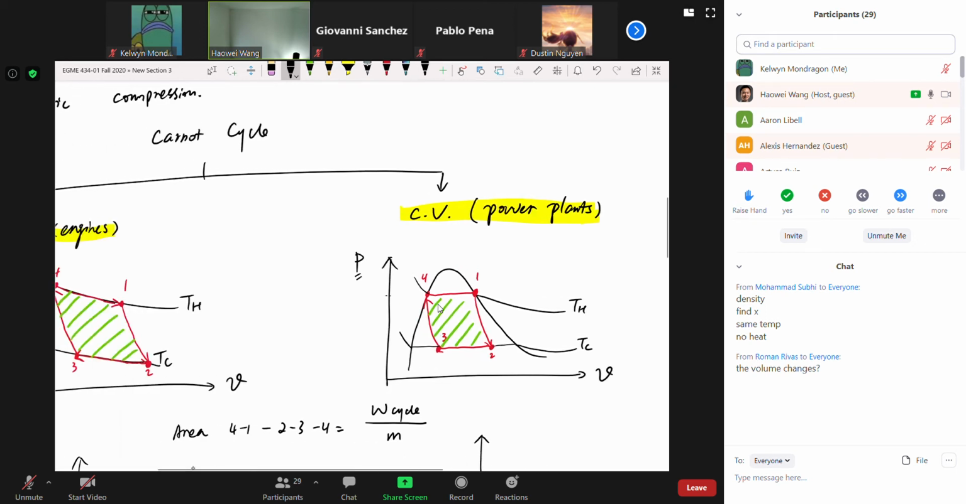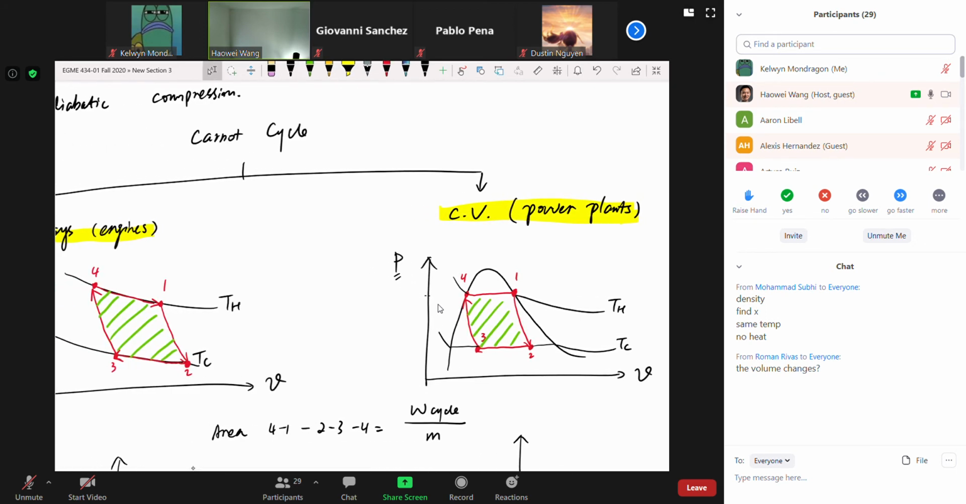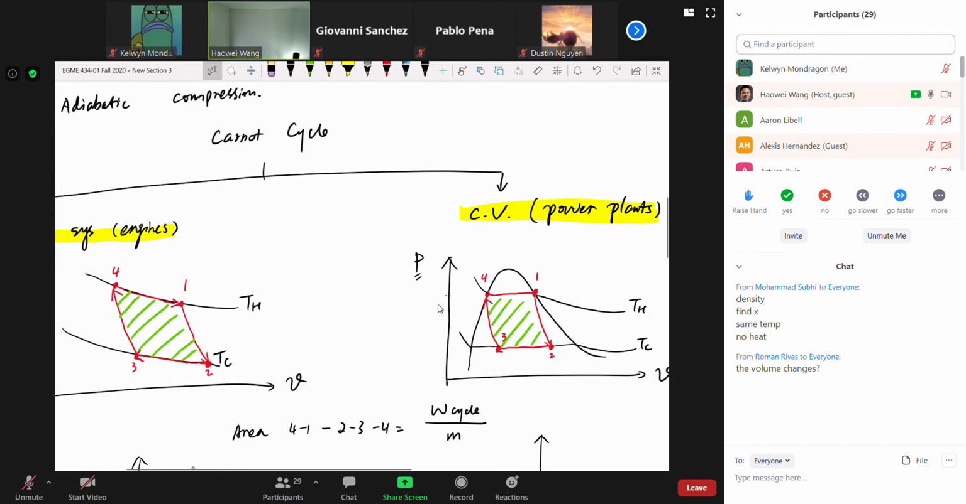No. Okay. And the one thing we realize is the area of the enclosure, as in the green shade. What does it mean? Area of the enclosure for each one of them has the same meaning, which is W cycle per unit mass. The area of the enclosure is W cycle per unit mass. What is W cycle? W cycle is just the net work output from your cycle. So for example, if you have a power plant, then this W cycle is just the amount of electricity you can produce.